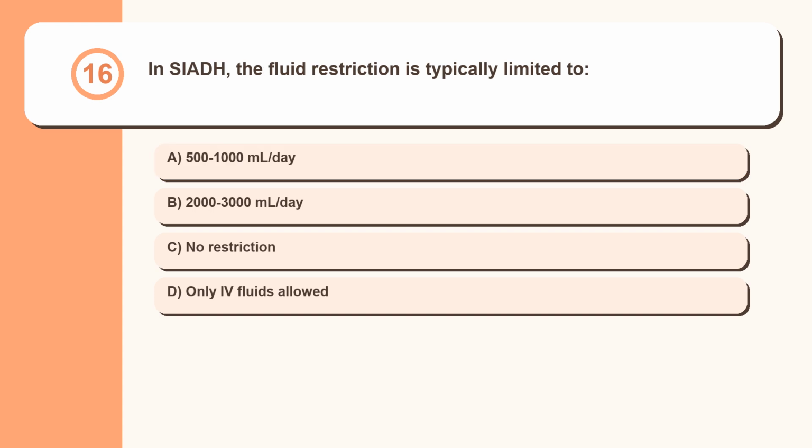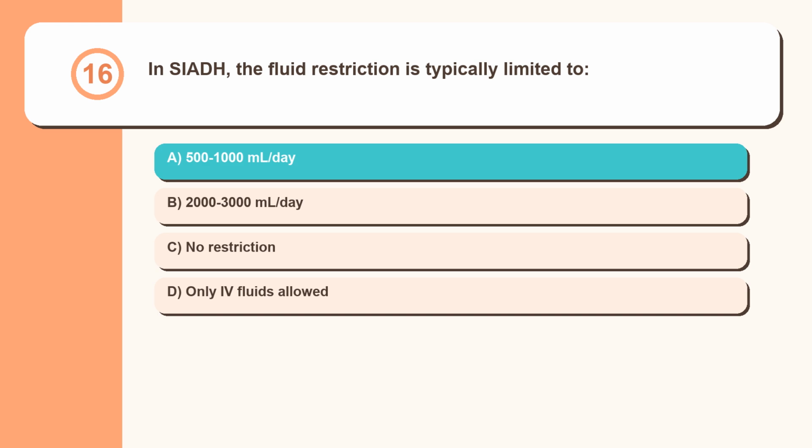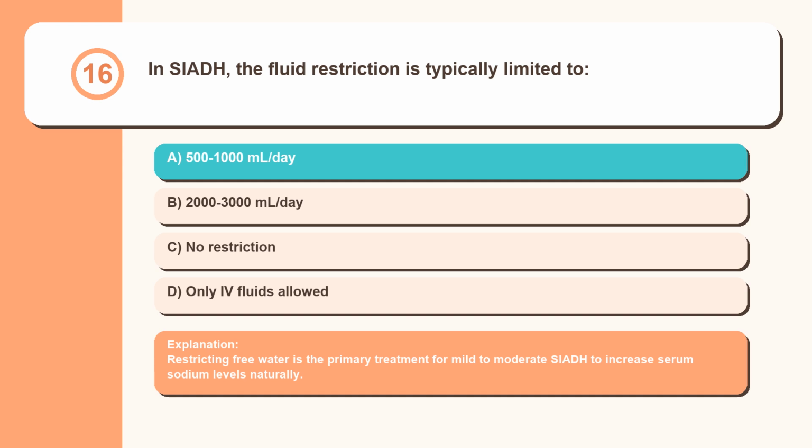Question 16. In SIADH, the fluid restriction is typically limited to 500-1000 ml/day, 2000 to 3000 ml/day, no restriction, only ice chips allowed. Restricting free water is the primary treatment for mild to moderate SIADH to increase serum sodium levels naturally.